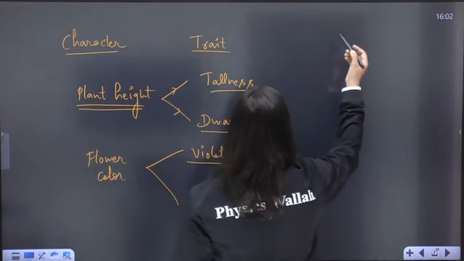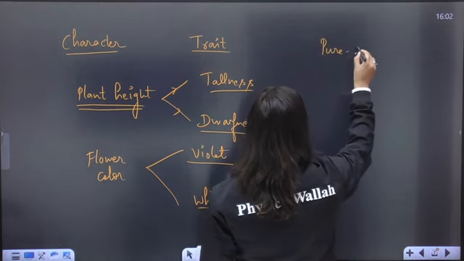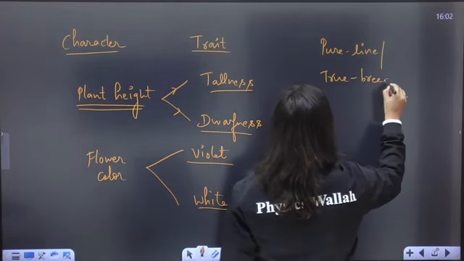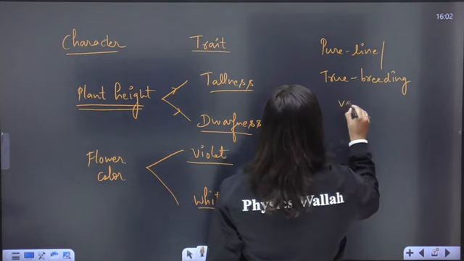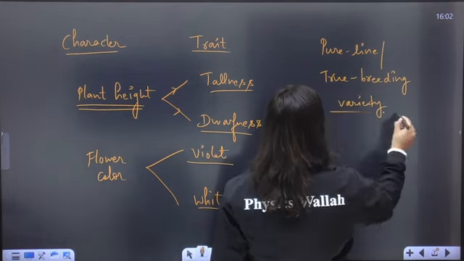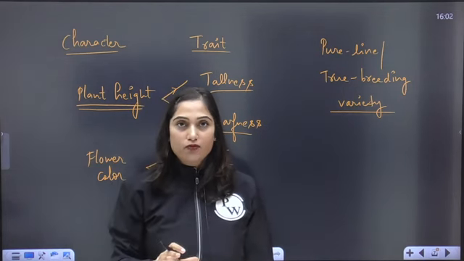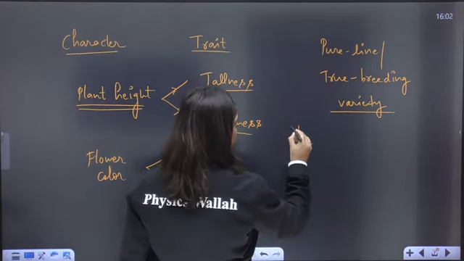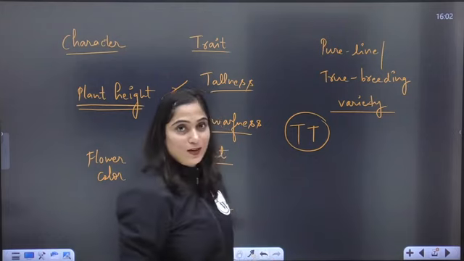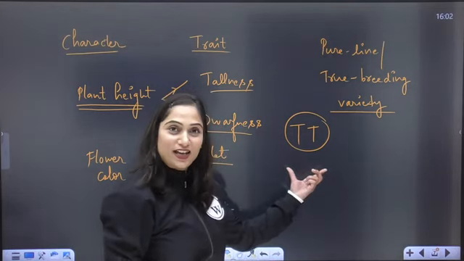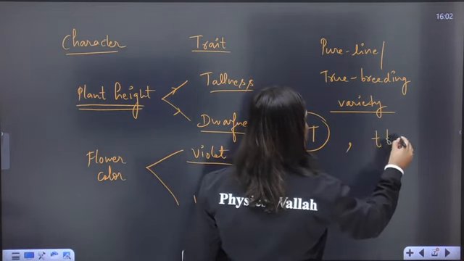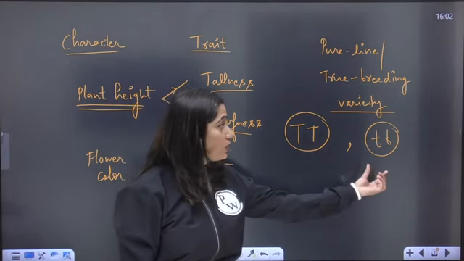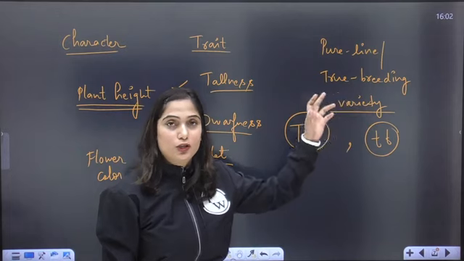And yes, one more term which is important, pure line or true breeding variety. Understand this, any individual which is homozygous for a trait is a pure line. Suppose this capital T is a pure tall plant, homozygous individual. So this is the pure line. Likewise, small t, it's a dwarf individual. It's also a pure line. That means homozygosity represents the pure line or the true breeding variety.